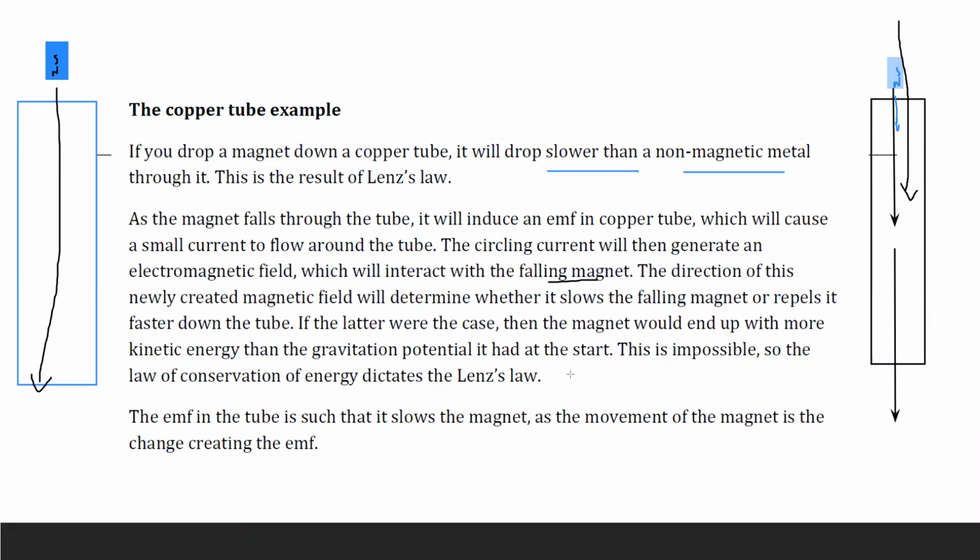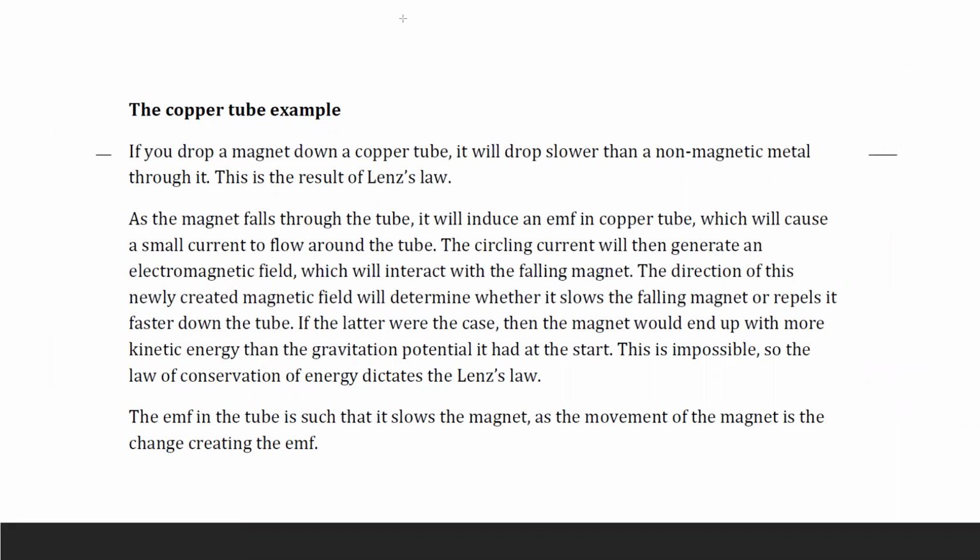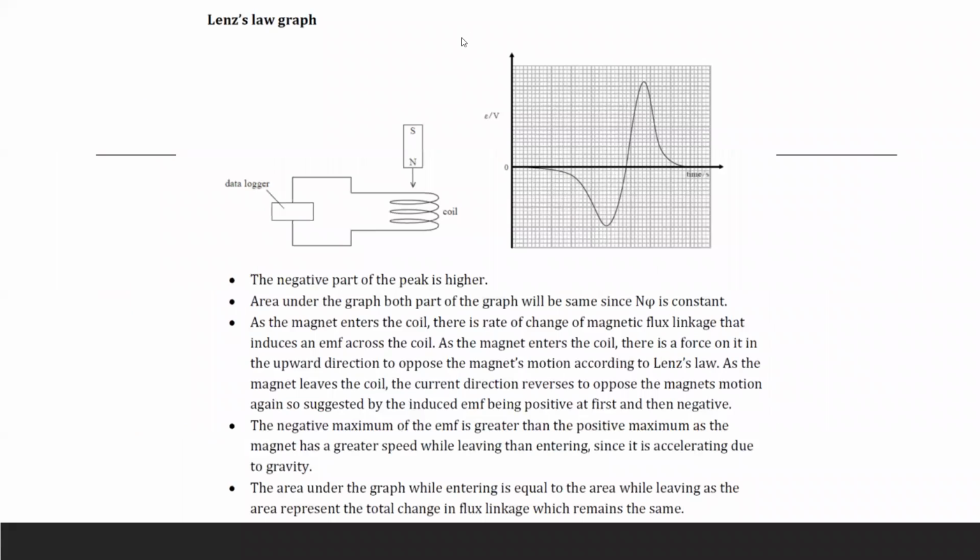As a magnet is moved, it is creating an EMF. So you can see in the next slide, this is a graph example. A magnet is passing through a copper coil. Now, there are two peaks. What is the reason for that?